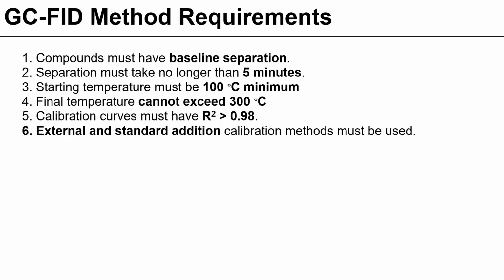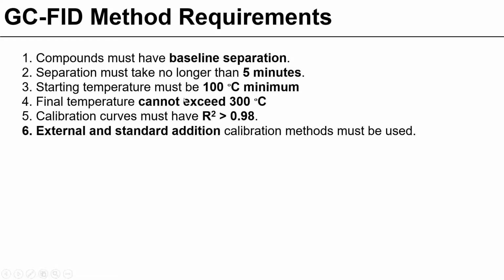All right, so what are we going to require of you in terms of making this GCFID method and in terms of the quality of your calibration? The first 4 requirements here have to do with the GCFID method. First of all, we want to achieve baseline separation. So all of the peaks should come back down to baseline before the start of the next peak. You only have 5 minutes to achieve this. So all of your analytes must come off of the column within 5 minutes, and they all must be baseline separated.